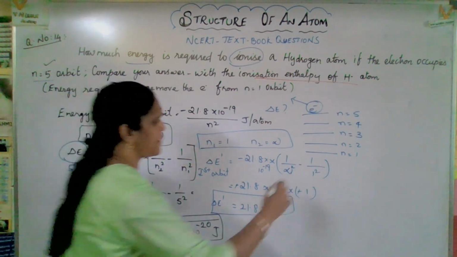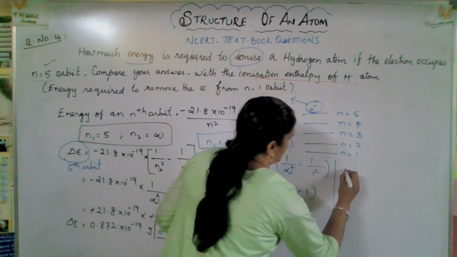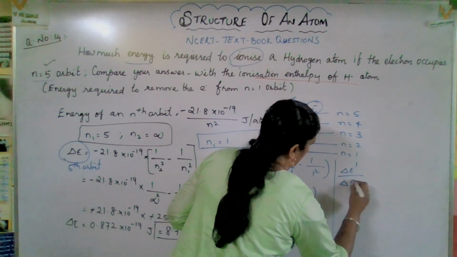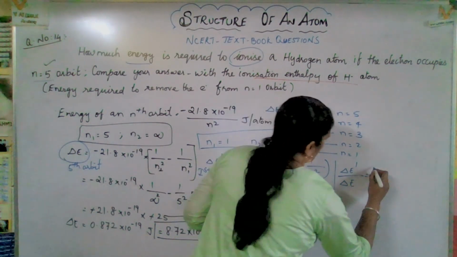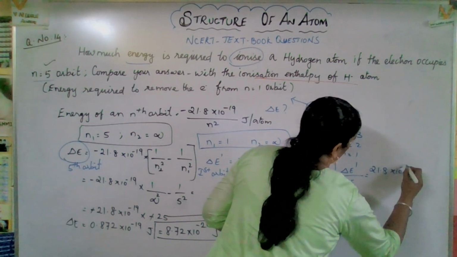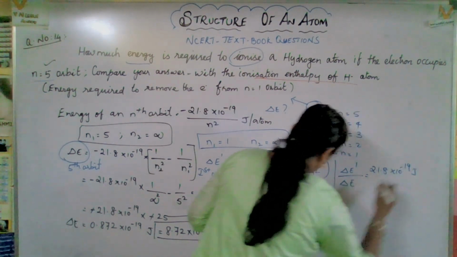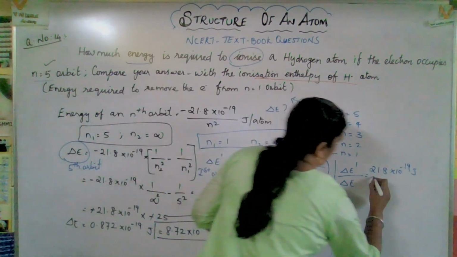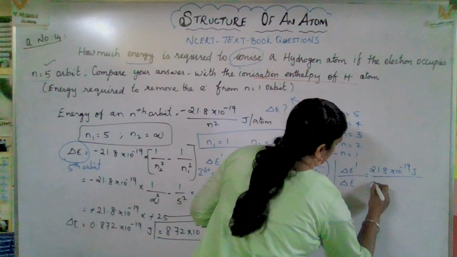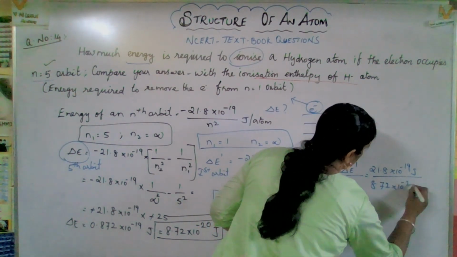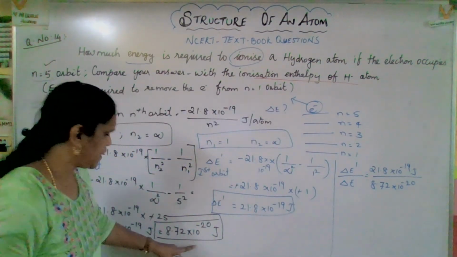Okay, now let us compare these both. Delta E dash divided by delta E equal to 21.8 into 10 to the power of minus 19 joule, divided by 8.72 into 10 to the power of minus 20 joule.